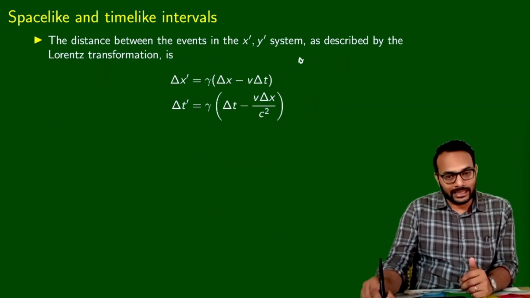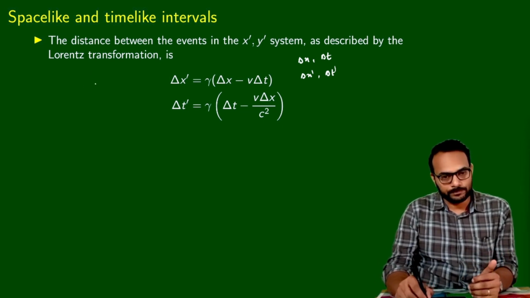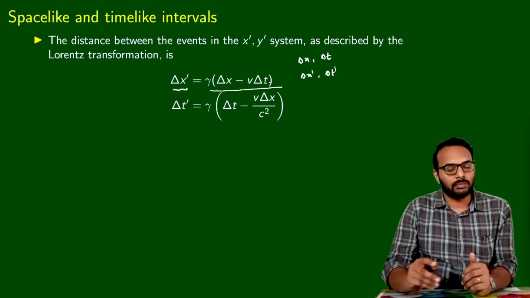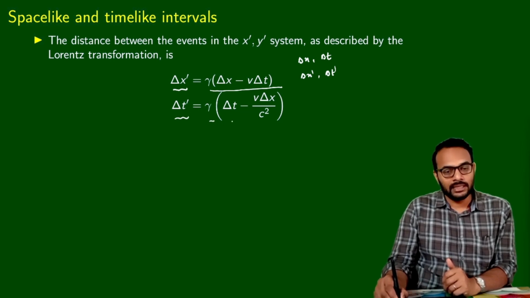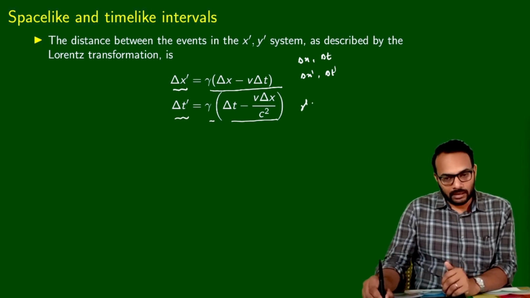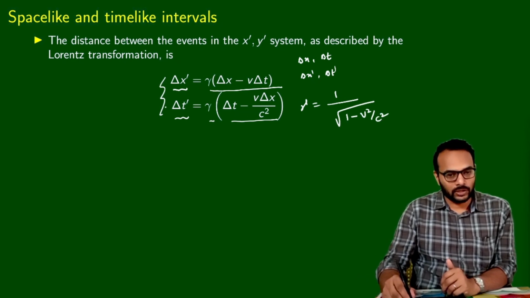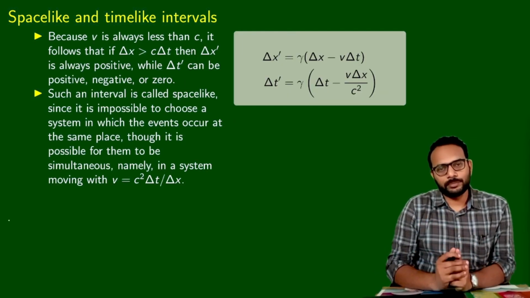If we know delta x and delta t, we can find delta x prime and delta t prime using the Lorentz transformation equations. We already know that delta x prime is equal to gamma times (delta x minus v delta t), and delta t prime is equal to gamma times (delta t minus v delta x divided by c square). Here, gamma is the Lorentz gamma factor, which is 1 divided by the square root of 1 minus v square by c square. These are just the Lorentz transformation equations we are familiar with. Let's now consider two special cases.